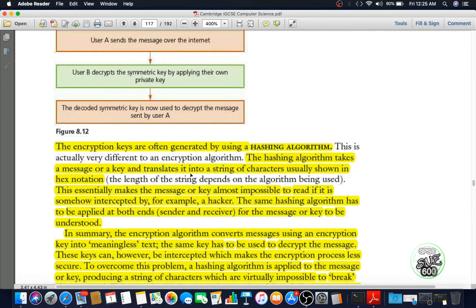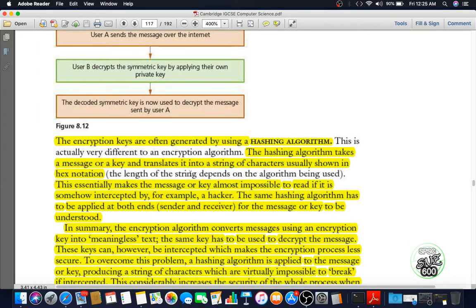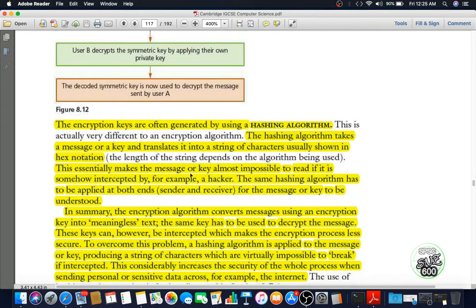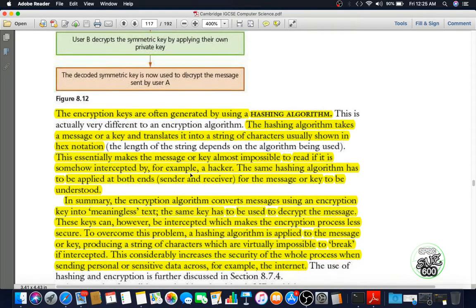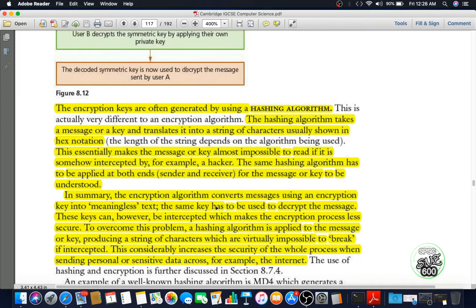Now the next question: what is hashing algorithm? The process of hashing. Explain the term hashing algorithm. These are the lines that you have to mark and write as points. Write every sentence as a step, a unique point for the hashing algorithm. So start here. The encryption keys are often generated by using a hashing algorithm.